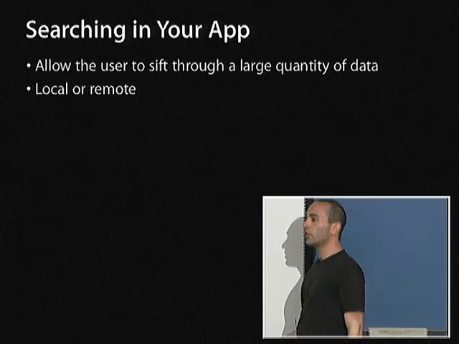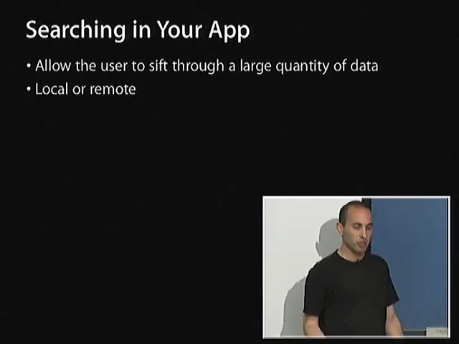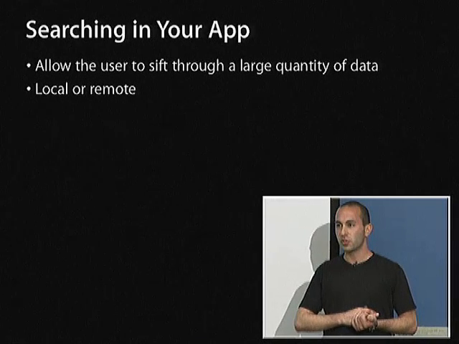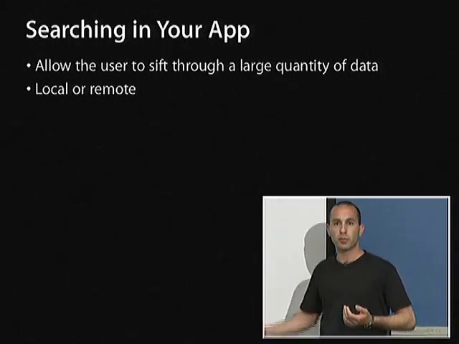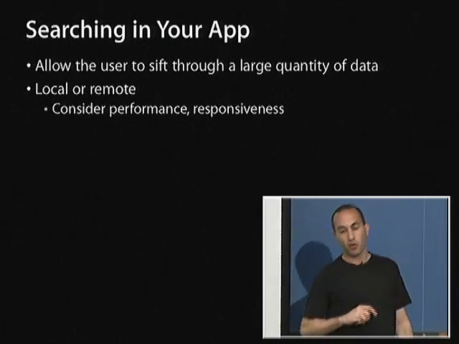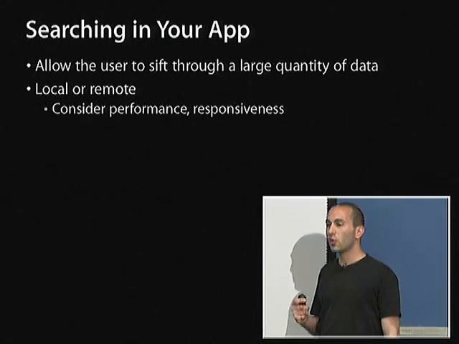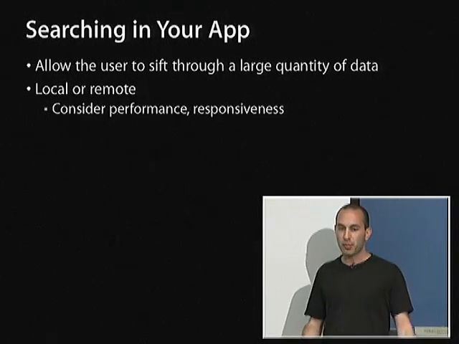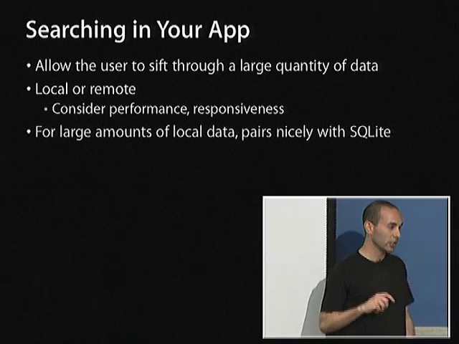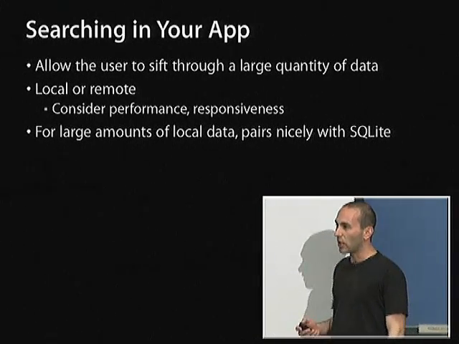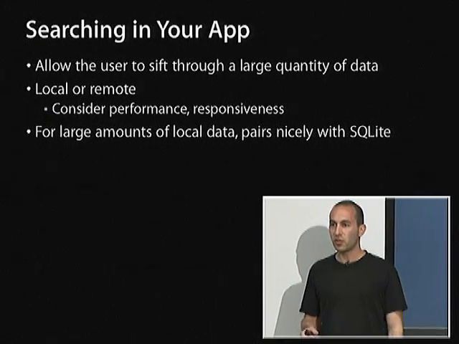You can search local data or remote data. In both cases, you do the search in your application, but in one case, you may want to dispatch a search off to a server and let that do it and return you the results. Consider the performance when you decide what you want to do. If you have a server that provides searching capabilities, but your app is only looking at a few pieces of data at a time, maybe searching is better to do locally. And of course, for those of you that use SQLite, there are some searching APIs in there that should help you as well.